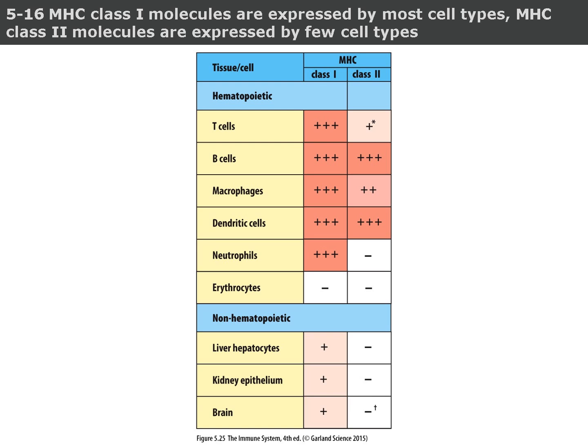Some T cells and brain cells can express MHC class II under specific conditions, but other cell types generally do not. This selective expression ensures that MHC class I presents intracellular antigens to CD8 T cells, while MHC class II presents extracellular antigens to CD4 T cells, maintaining immune specificity.